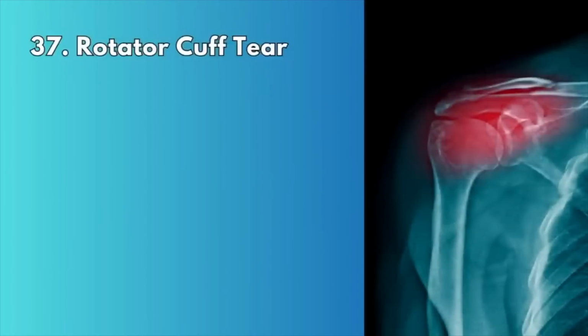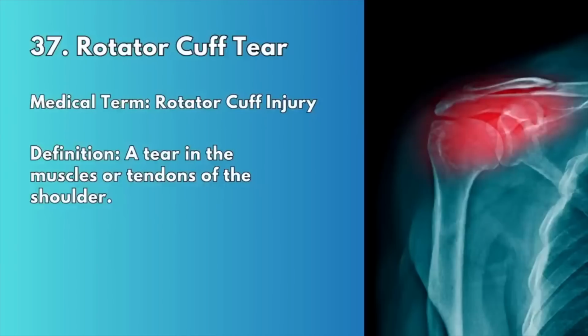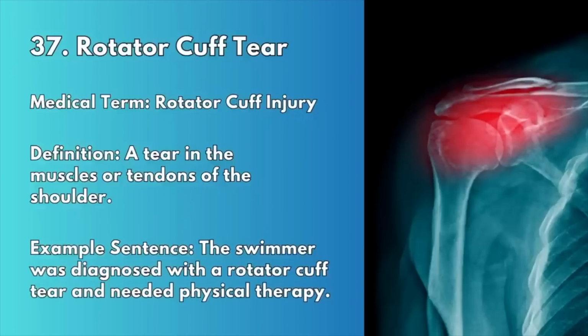Number 37 is a rotator cuff tear, also known as a rotator cuff injury. It describes a tear in the muscles or tendons of the shoulder. The swimmer was diagnosed with a rotator cuff tear and needed physical therapy.